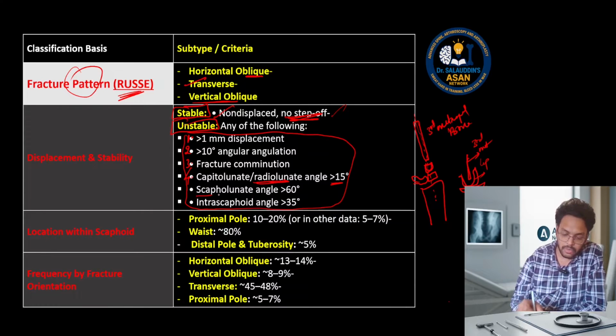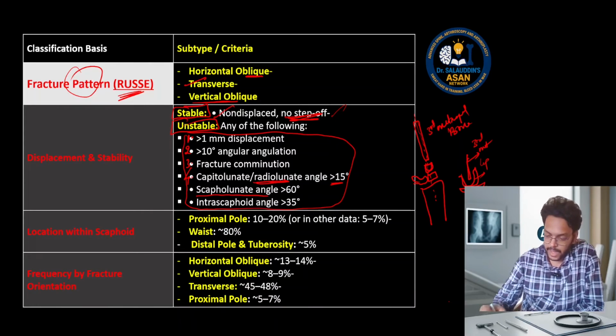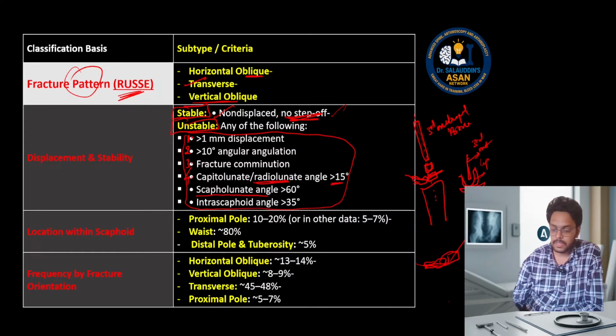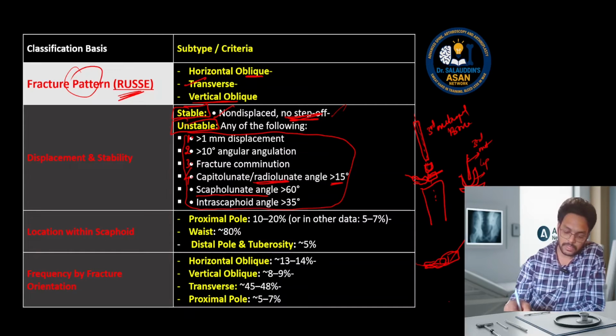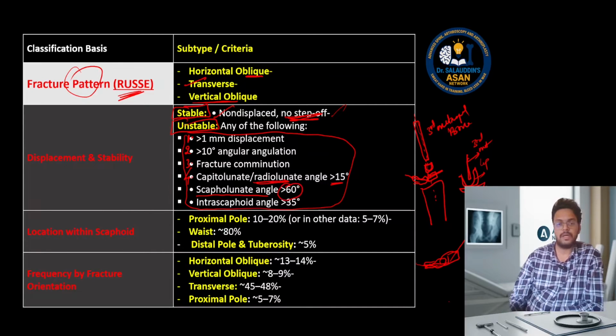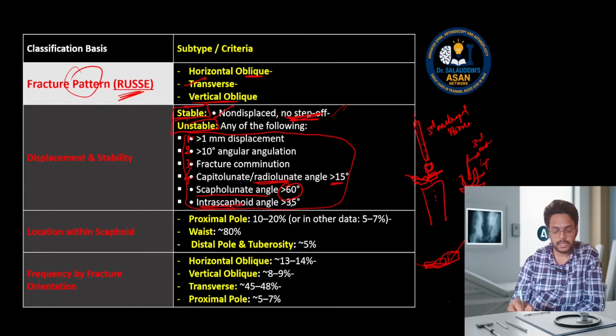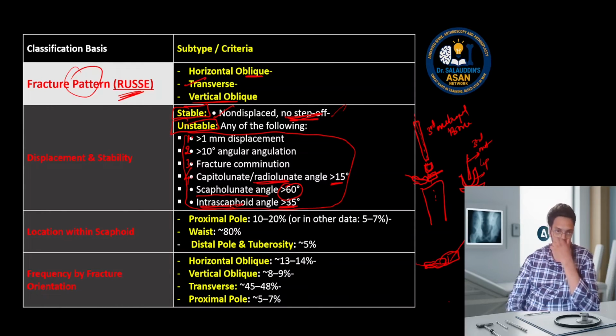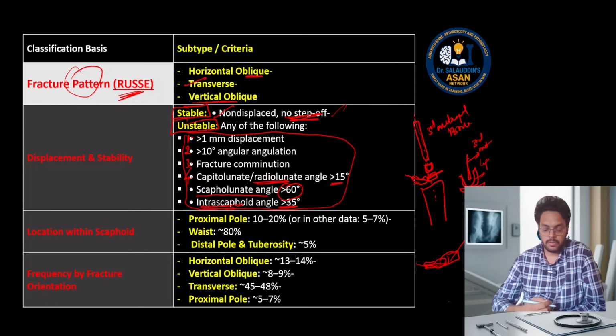Then the scapholunate angle, the angle between the scaphoid axis and the lunate axis. If it is more than 60 degrees, then also it's an unstable scaphoid fracture. And if the intrascaphoid fracture fragments are misaligned and they are having an angle of more than 35 degrees, then also it is an unstable fracture.